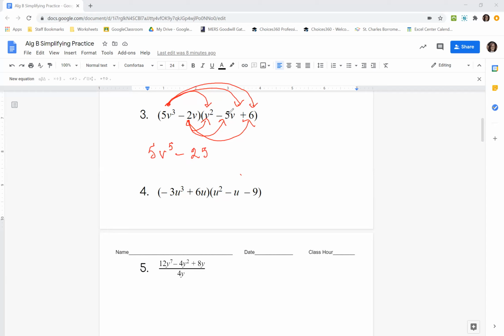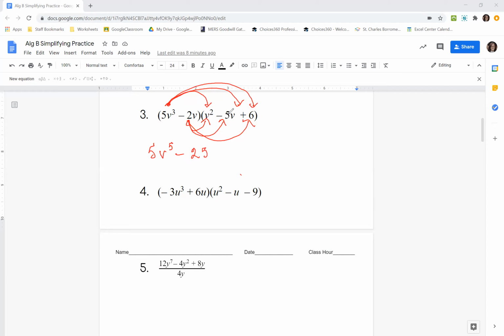All right, now we'll move on to the negative 2v. So negative 2v times v squared gives me a negative 2v cubed. Negative 2v times negative 5v gives me a positive 10v squared. And then negative 2v times positive 6 gives me a negative 12v.